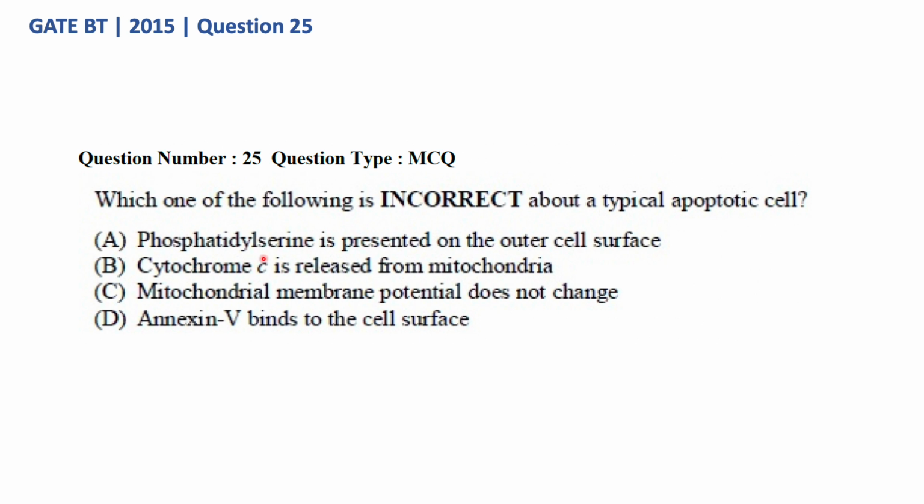Option A, phosphatidylserine is presented on the outer cell surface. Option B, cytochrome C is released from mitochondria. Option C, mitochondrial membrane potential does not change. And option D, annexin V binds to the cell surface.